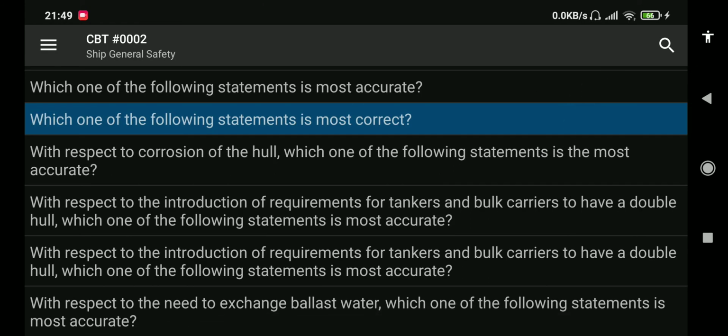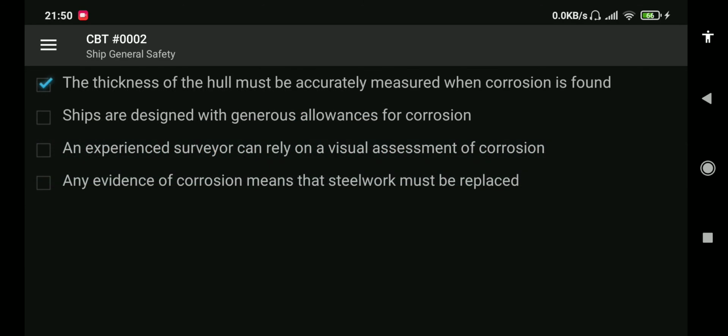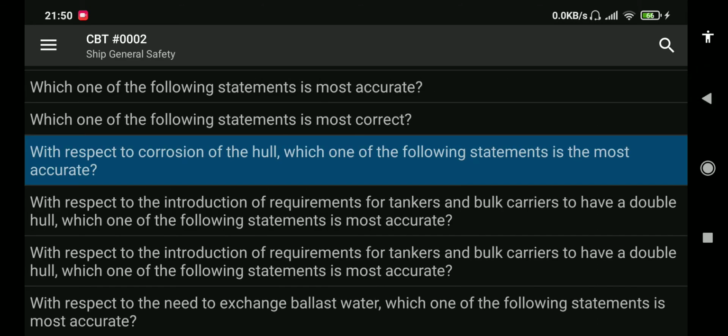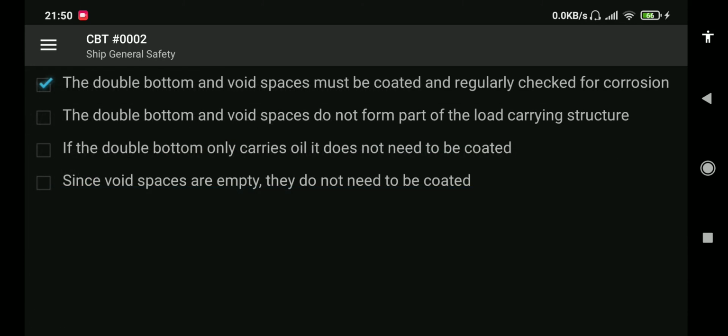Next question. With respect to corrosion of the hull, which one of the following statements is the most accurate? The answer is the thickness of the hull must be accurately measured when corrosion is found. Okay. Next question. With respect to the introduction of the requirement for tankers and bulk carriers to have double hull, which of the following statements is most accurate? So the answer is the double bottom and void spaces must be coated and regularly checked for corrosion for tankers and bulk carriers. Okay.